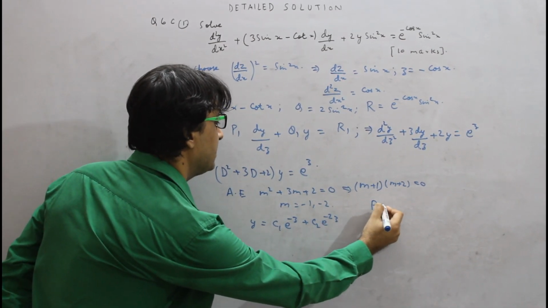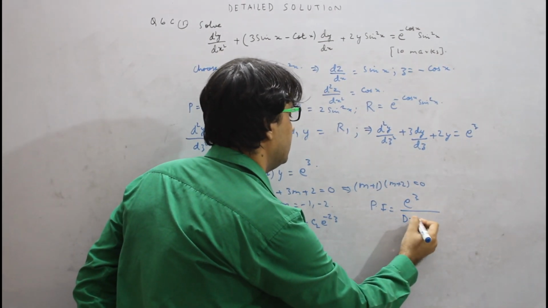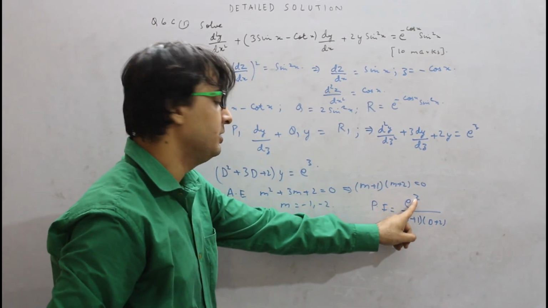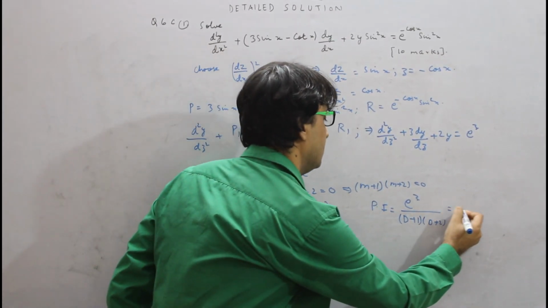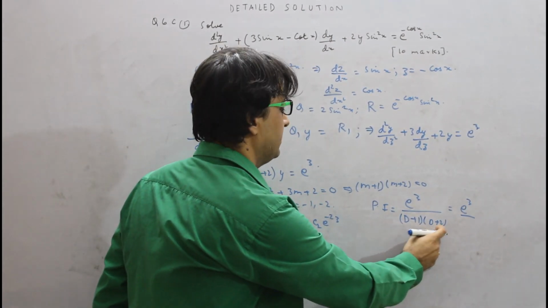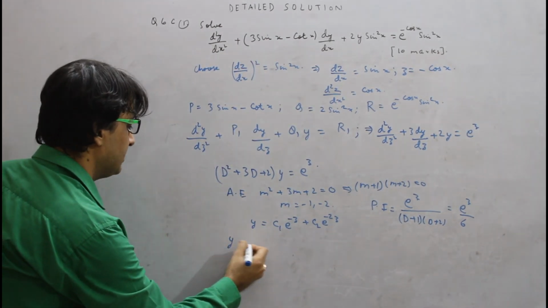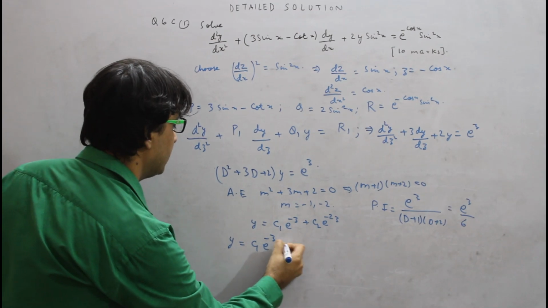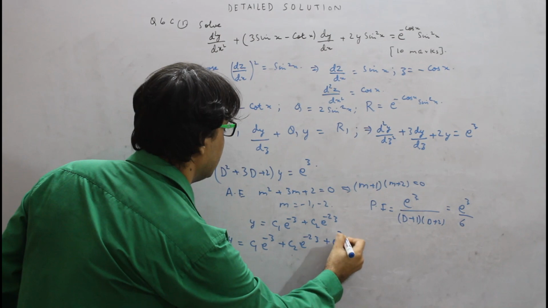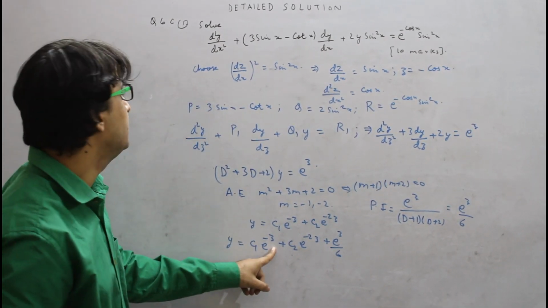Similarly, we have to find the particular integral. So this is e^z divided by (D + 1)(D + 2). Here the coefficient is 1, so we'll put it here. So this becomes e^z. This is 1 + 1 = 2 and 1 + 2 = 3. So 2 into 3 is 6. So we get our answer y = c1 e^(−z) + c2 e^(−2z) + e^z/6. Now our work is to transform back into x.